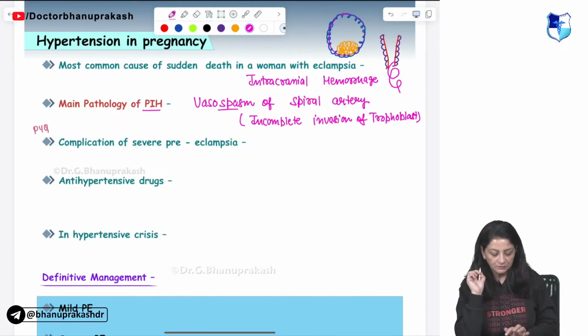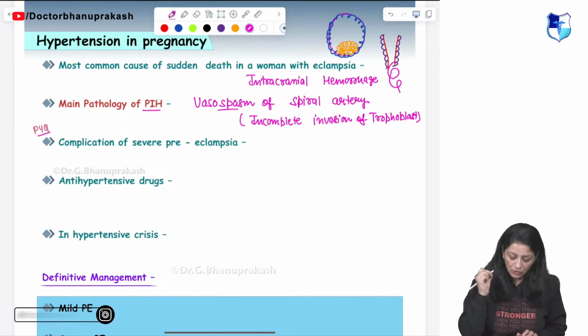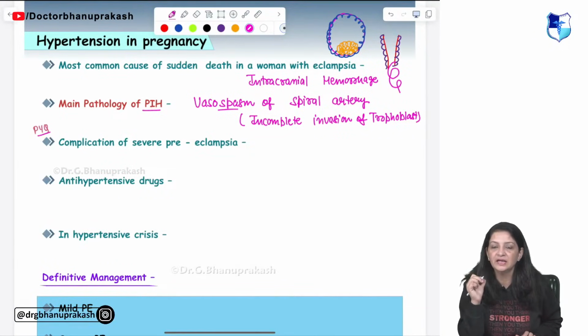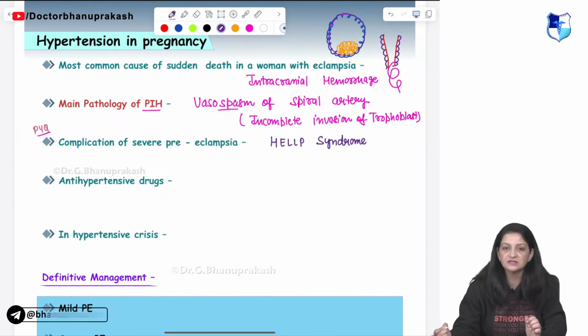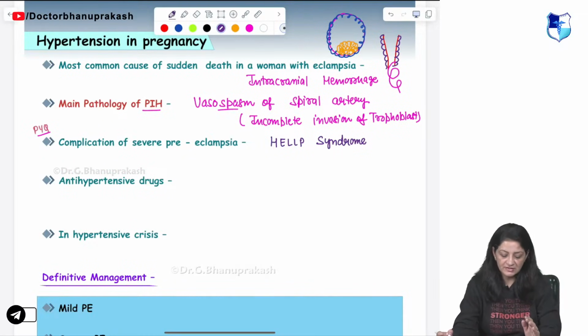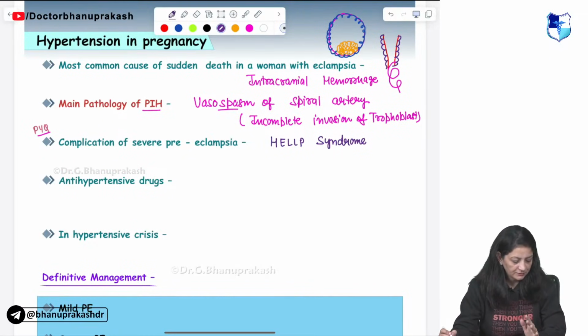Clear? Now, this is a PYQ, complication of severe preeclampsia. HELLP syndrome. H stands for hemolysis, EL means elevated liver enzymes, LP means low platelet count. So this is a complication of severe preeclampsia.